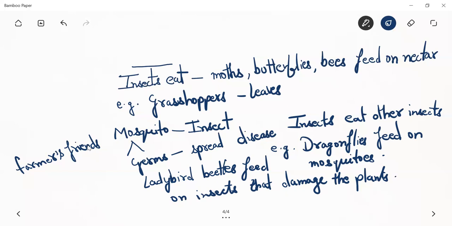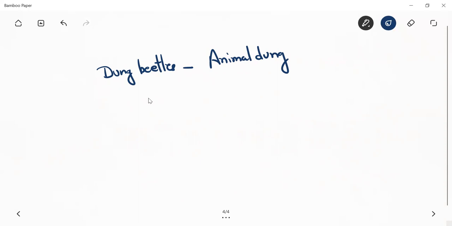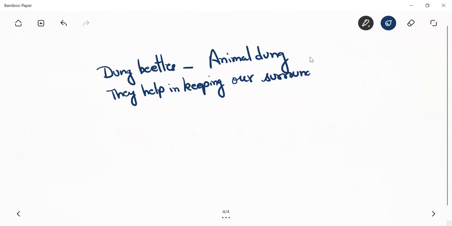Understood? Yes, ma'am. Okay. Also, we have dung beetles. Now, what are dung beetles? Dung beetles feed on animal dung. And in this way, how do they help us? They help in keeping our surrounding clean.